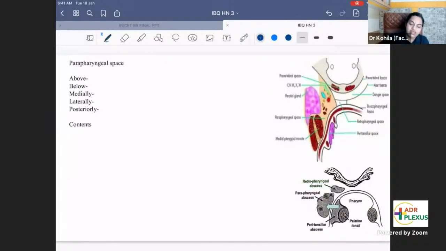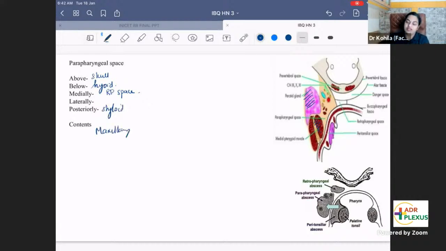There's one more space: the parapharyngeal space or the lateral pharyngeal space. Above again base of skull. Below it goes as far as the hyoid bone. Medially, it will be related to the retropharyngeal space. Laterally, it will be related to the parotid gland and the medial pterygoid muscle. Posteriorly is the styloid group of muscles. It has the maxillary nerve, vessels, all that.